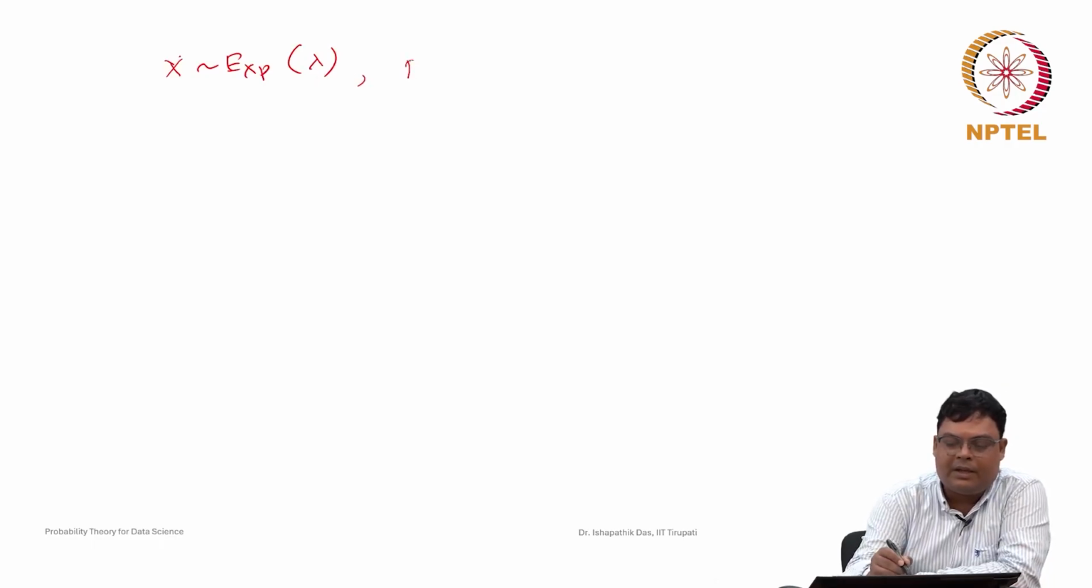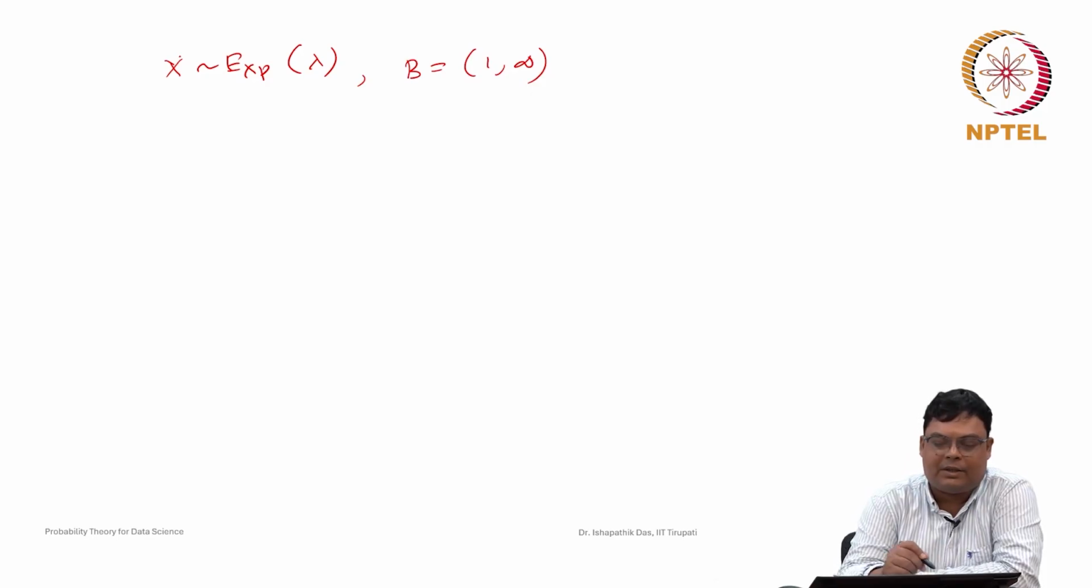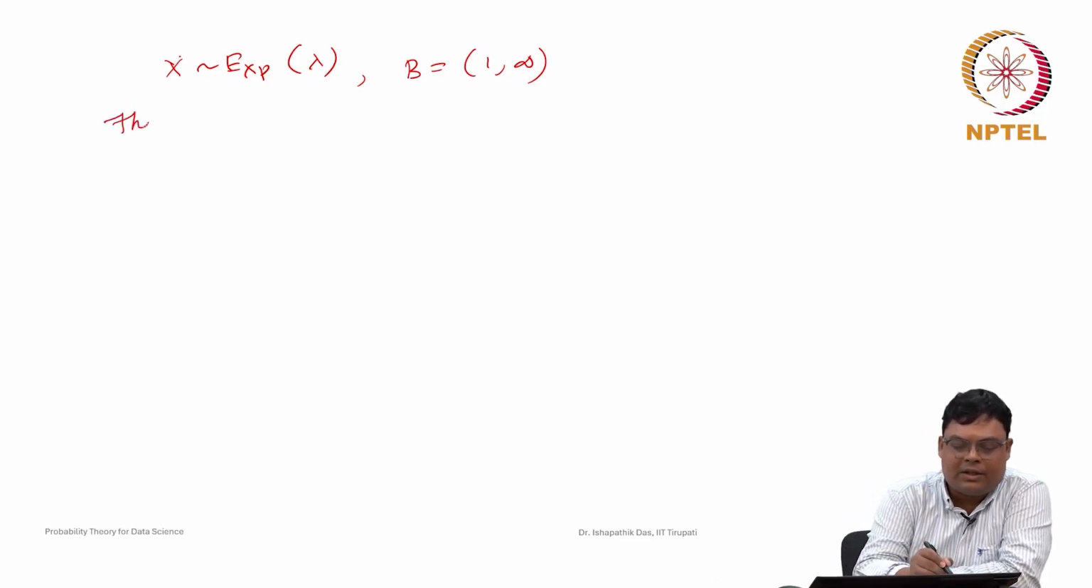X has an exponential distribution with parameter lambda, and B is given as the event of X taking values between 1 to infinity. Now, we have to find the conditional probability density function. First, the conditional CDF, cumulative distribution function.